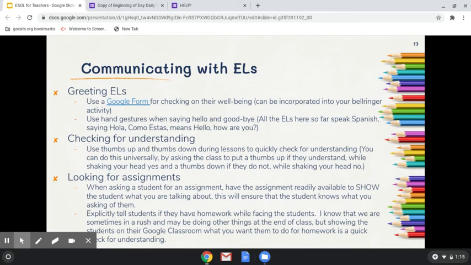And then ask them to show it to you. Explicitly tell students if they have homework while facing the students. I know that at the end of class, a lot of times we're doing other things like erasing the board or cleaning up maybe a little.